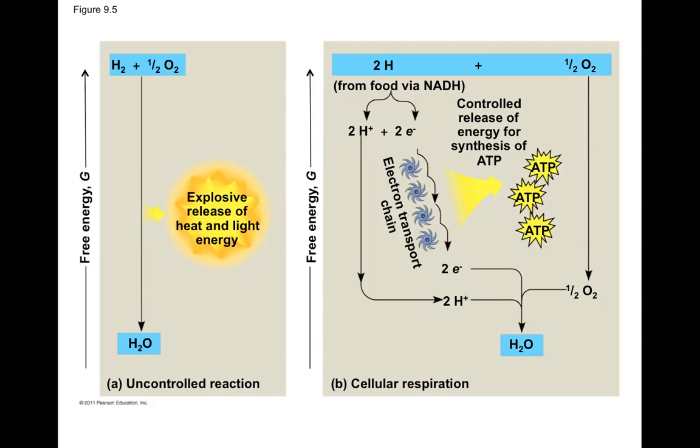So same thing with glucose. We want to release the energy a little bit at a time in a controlled release to produce as much ATP as we can.